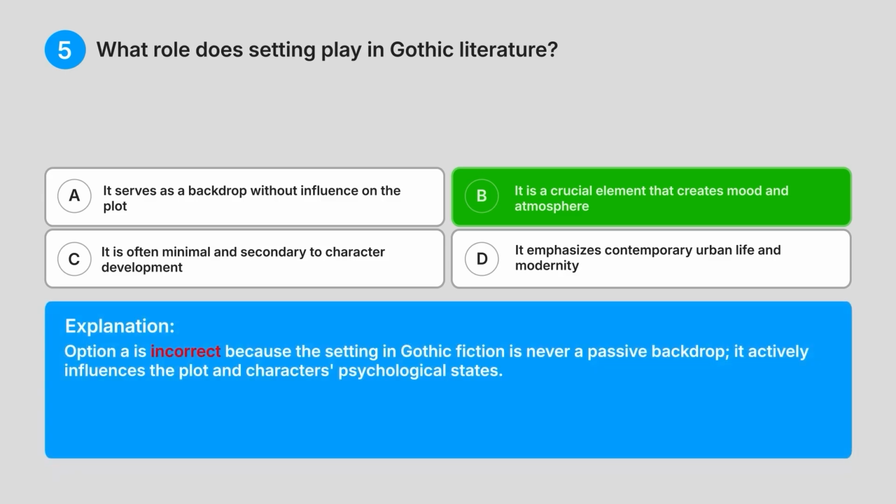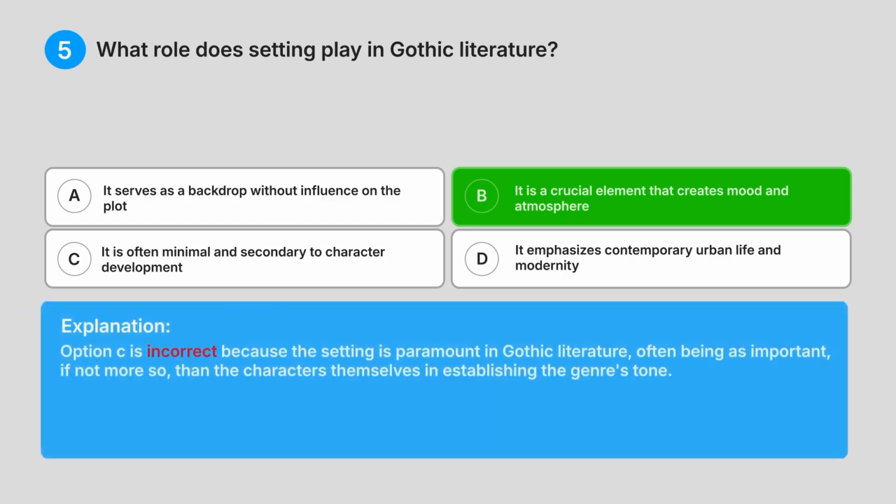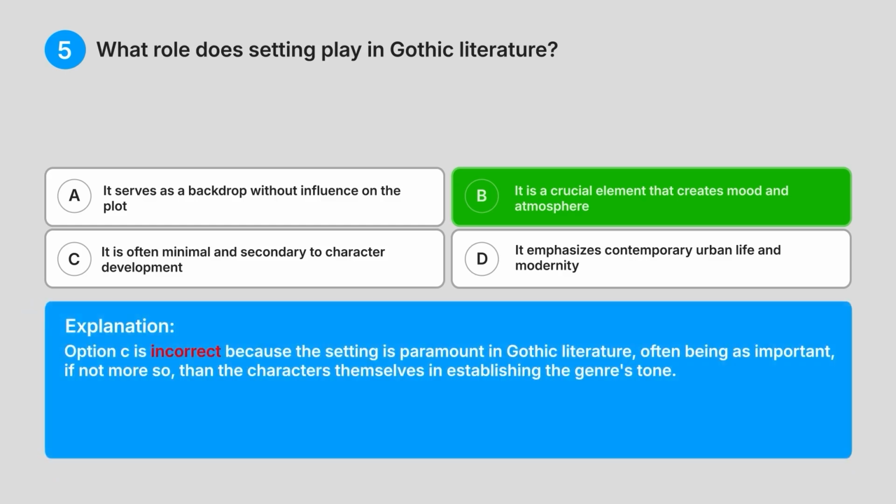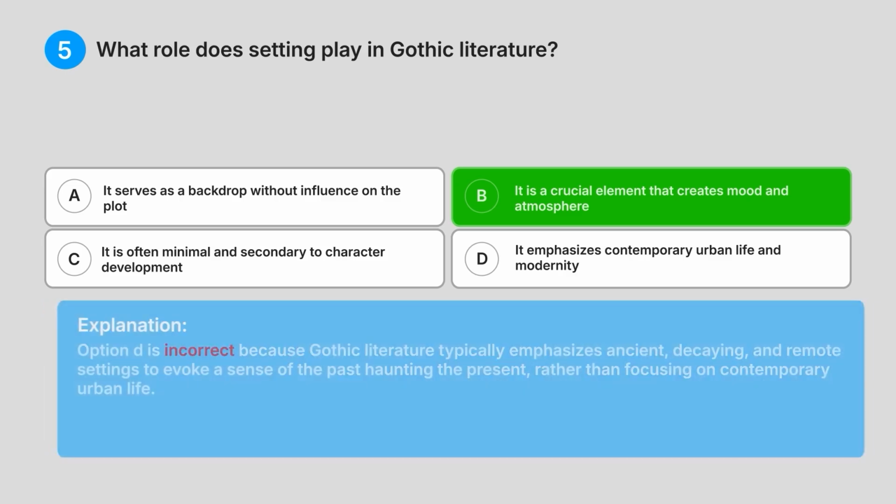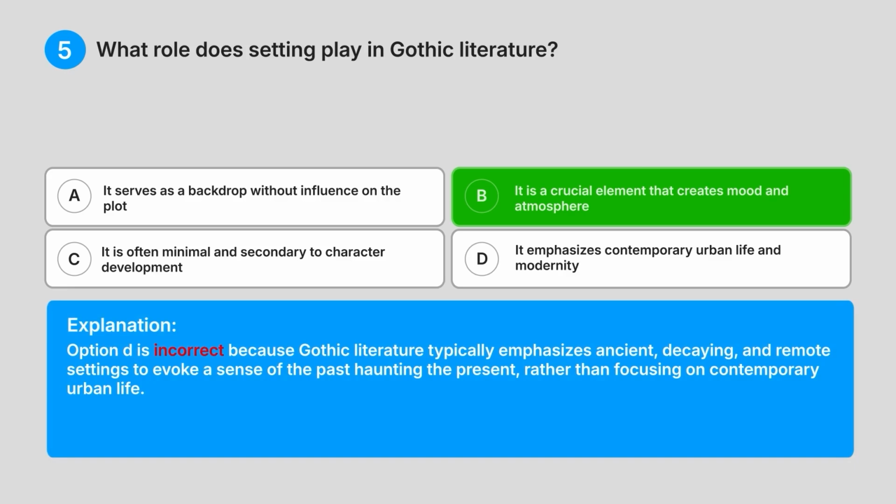Option A is incorrect because the setting in Gothic fiction is never a passive backdrop. It actively influences the plot and characters' psychological states. Option C is incorrect because the setting is paramount in Gothic literature, often being as important, if not more so, than the characters themselves in establishing the genre's tone. Option D is incorrect because Gothic literature typically emphasises ancient, decaying, and remote settings to evoke a sense of the past haunting the present, rather than focusing on contemporary urban life.